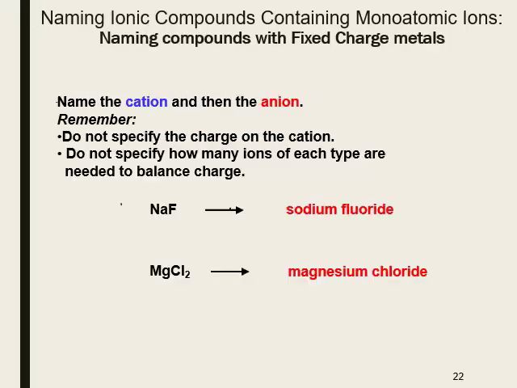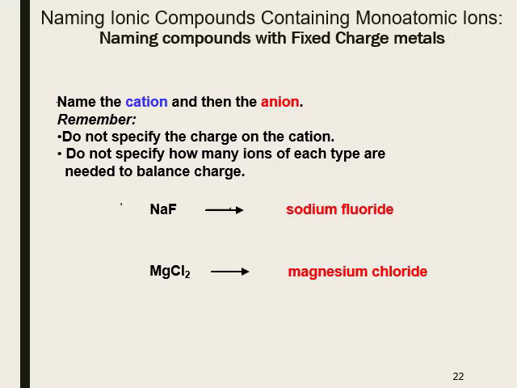Now that we have learned how to write the names of cations and anions, let's learn how to write names of ionic compounds containing monoatomic ions. In this category, we are going to name those ionic compounds in which the cation is a fixed charge metal ion. In this case, the naming is extremely simple.